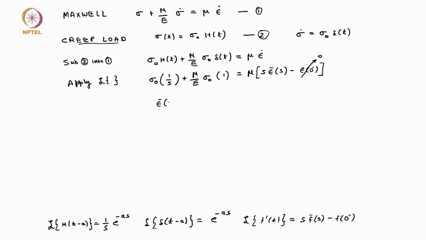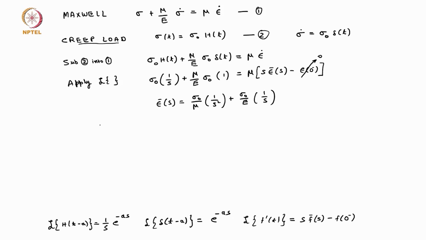So, now strain in the transform domain can be written as, so we will move this mu times s to the other side of the equation. So, it should give sigma naught by mu times 1 by s square plus sigma naught by E times 1 by s. Now, we have it in an expression which is neat enough, and for each of these terms on the right hand side we know the direct formulas of inverse Laplace. So, let us apply that.